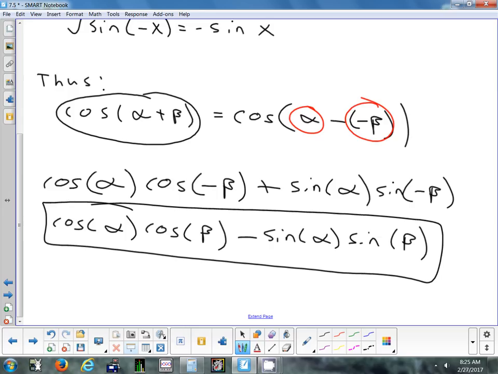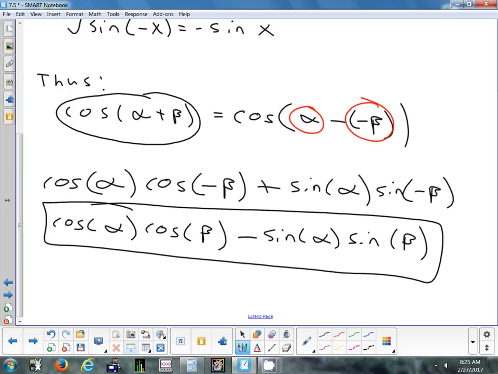So what do you think this would allow me to figure out? Yep, sine. So cosine of a difference, the first formula, let me figure out cosine of what, 15? What other angle do you think I could figure out now?